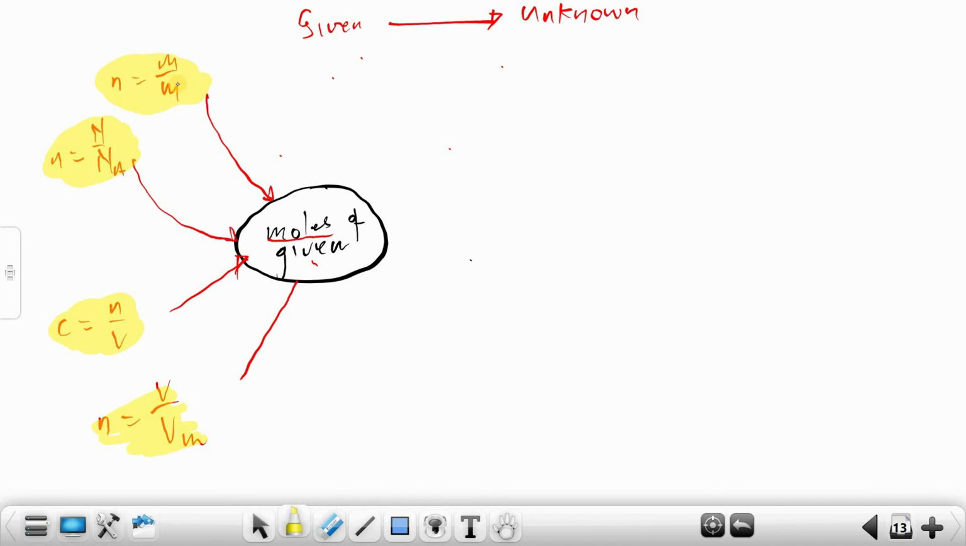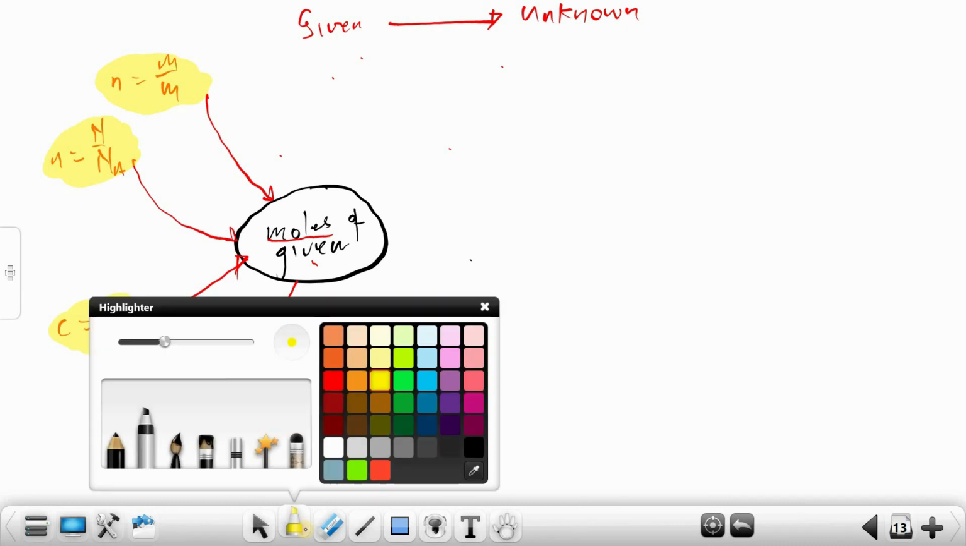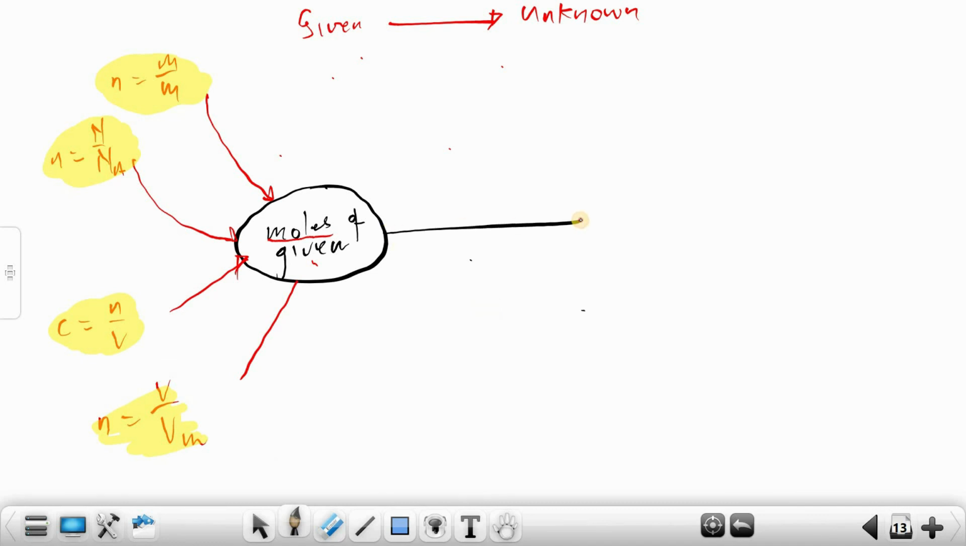But after calculating the number of moles, how do I link that now with the unknown? It means now I must have my molar ratio. So the molar ratio will be the one fully helping me to now get what? The number of moles. Then we get the moles of unknown.